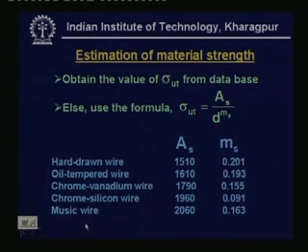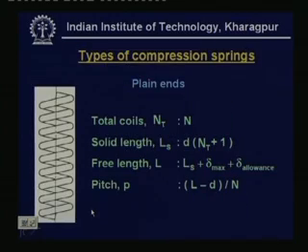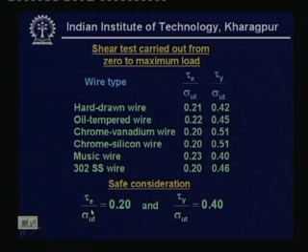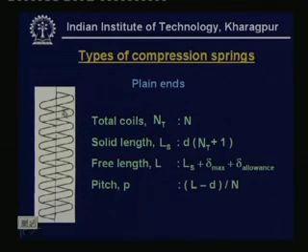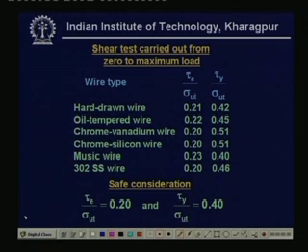Now, here comes another relationship. For all these materials for which you have found these values of sigma ultimate, it can be equivalently expressed. Utilizing these factors, we can obtain either the endurance limit value or the yield point value.